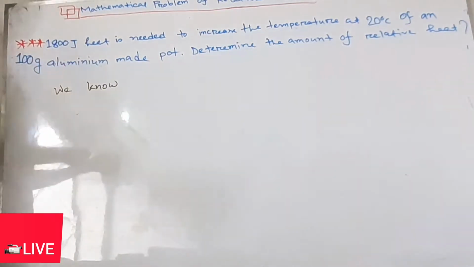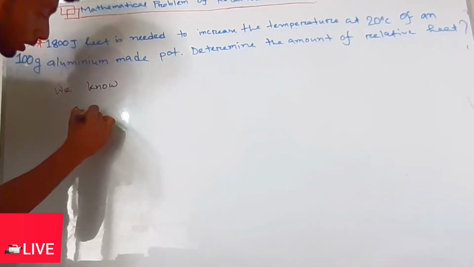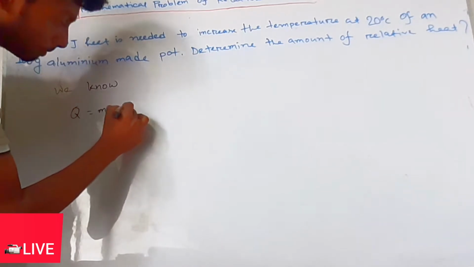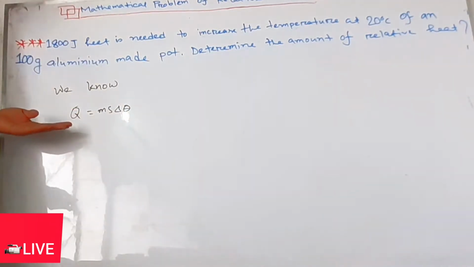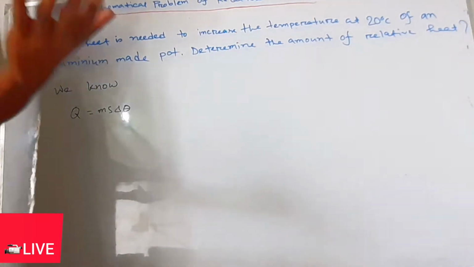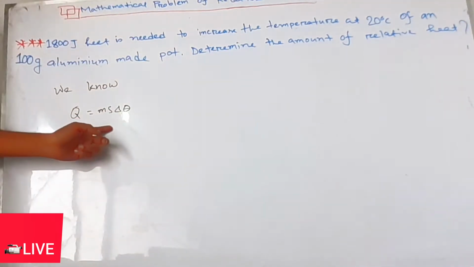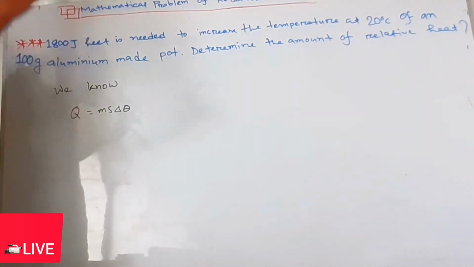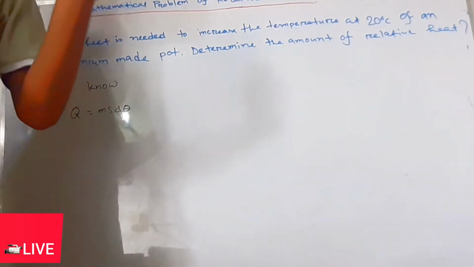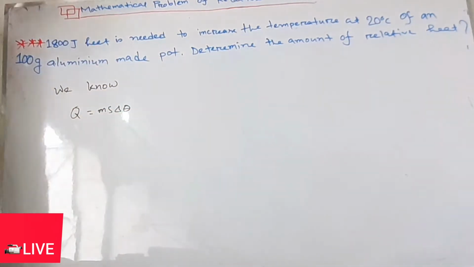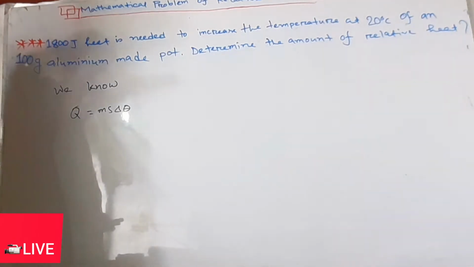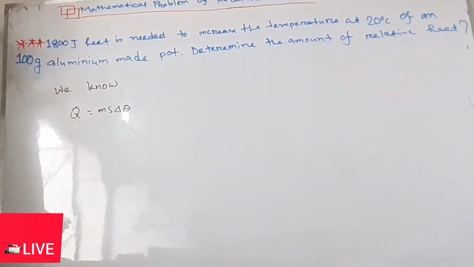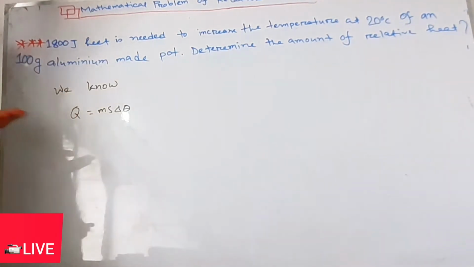We know the formula of specific heat is Q equal to m s del theta. Now I'm going to denote it. Q means the quantity of heat, m means the mass of the object, s means the specific heat, and del theta means the difference of temperature. Okay, we are noticing the question here. There are some data, and we can collect them for solving this problem.